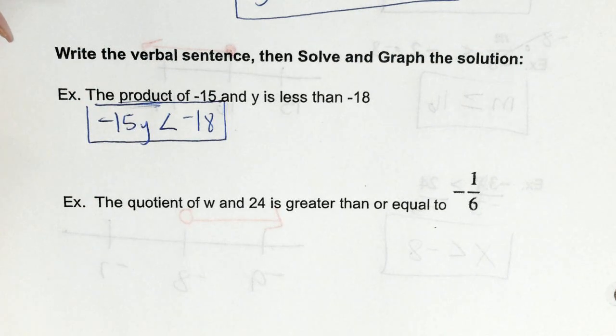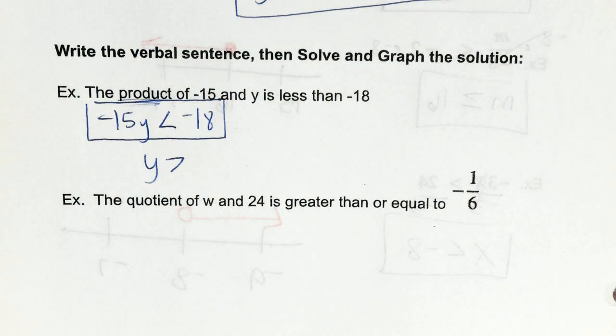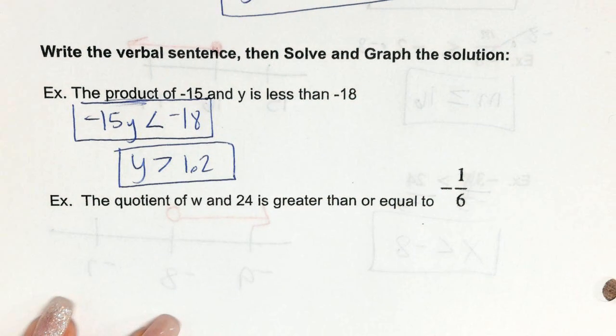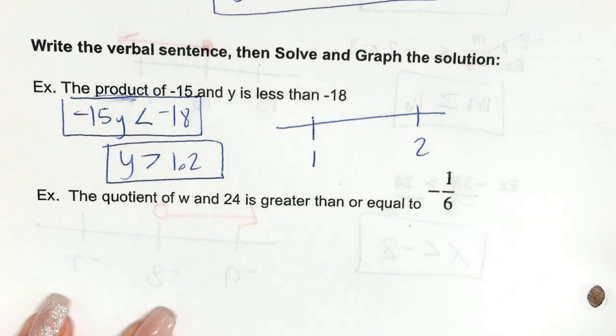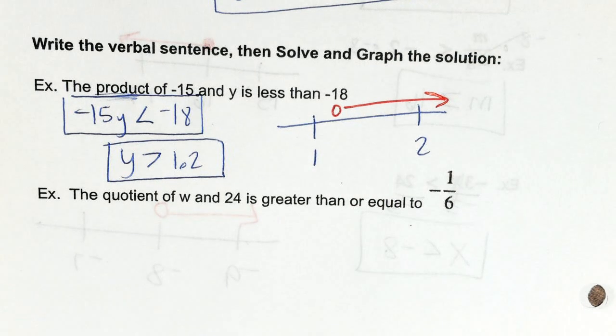Now I'm going to solve it. How would I solve? By dividing by negative 15. I'm dividing both sides by a negative, so my sign is going to reverse. So I have y is greater than, and negative 18 divided by negative 15 is positive 1.2. Then I'm going to graph it. Here's 1, here's 2. 1.2 is right in here, shaded to the right. For a fraction, would it be 6/5?